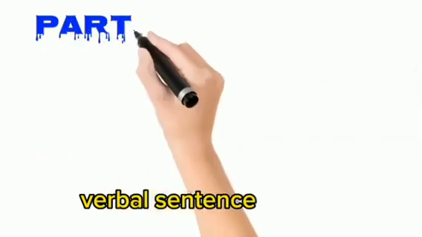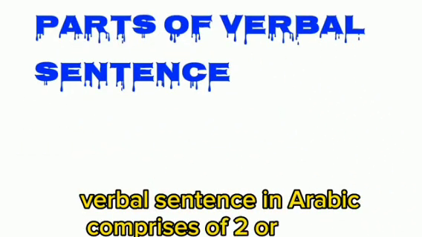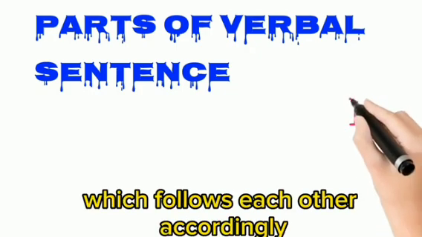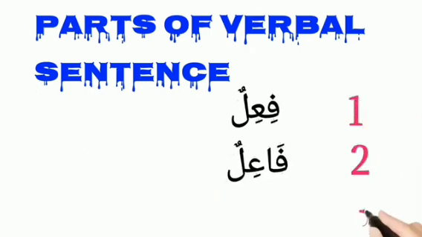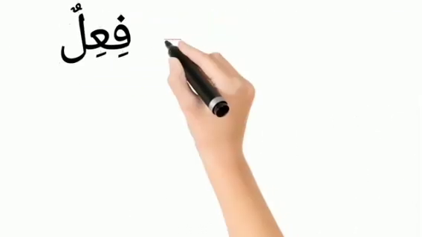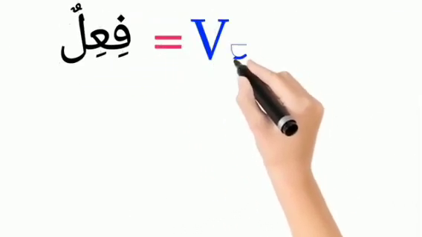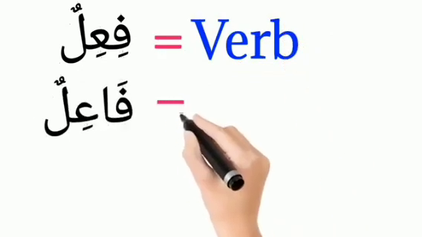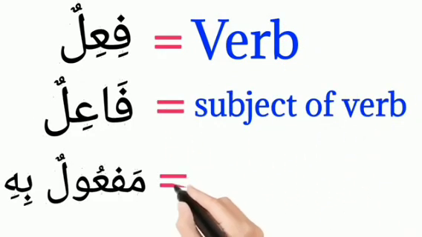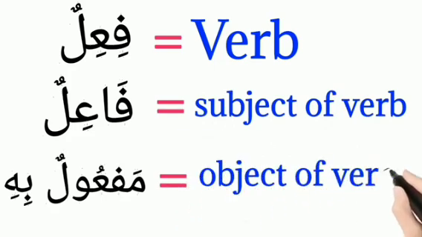A verbal sentence in Arabic comprises two or three parts which follow each other accordingly. We have the fi'lun, the fa'ilun, and the maf'ulun bihi. The fi'lun is the verb in the sentence. The fa'ilun is the subject of the verb or the doer of the action. The maf'ulun bihi is the object of the verb or the receiver of the action.